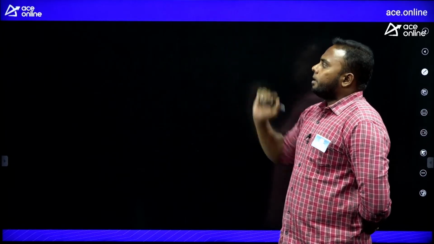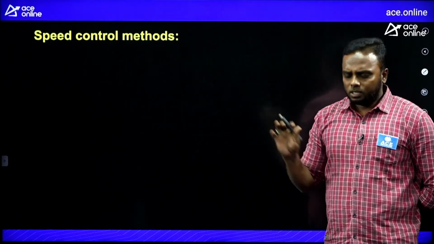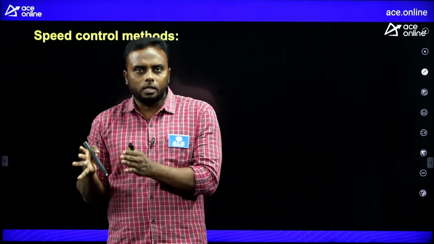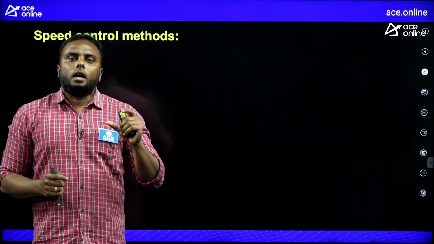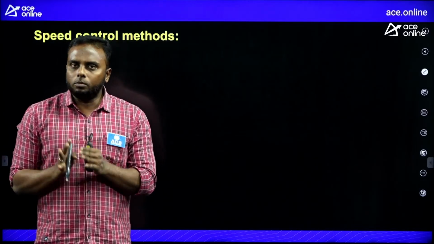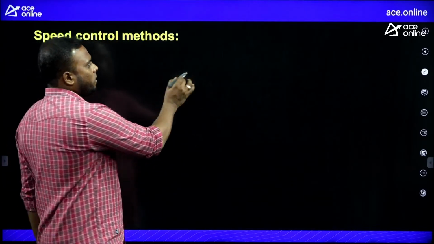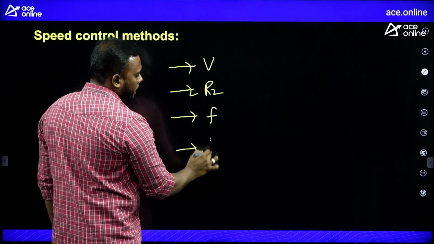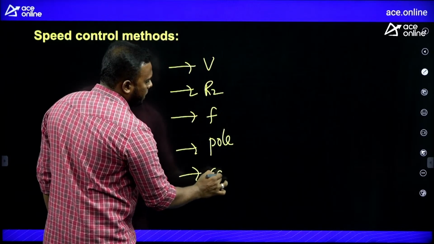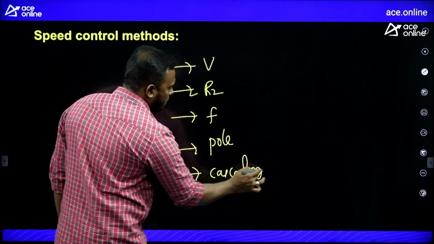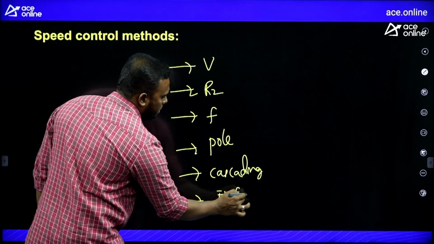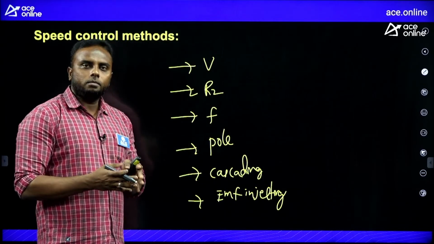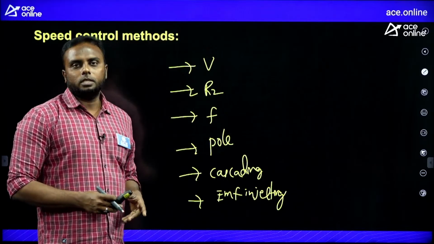Okay, and speed control methods. There are many methods for induction motor speed control. For a DC motor it is easy to remember, as there are only 3 methods: flux control, armature resistance control, and voltage control. But here there are many methods: voltage control method, rotor resistance control method, frequency control, pole changing technique, cascading of induction motors, and EMF injecting method. Again, some methods are suitable for above rated speed, some for below rated, some suitable for squirrel cage, and some for slip ring.